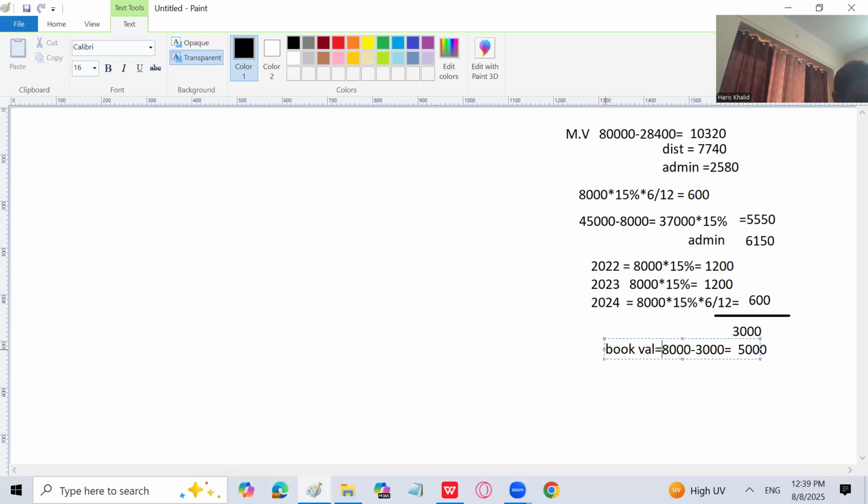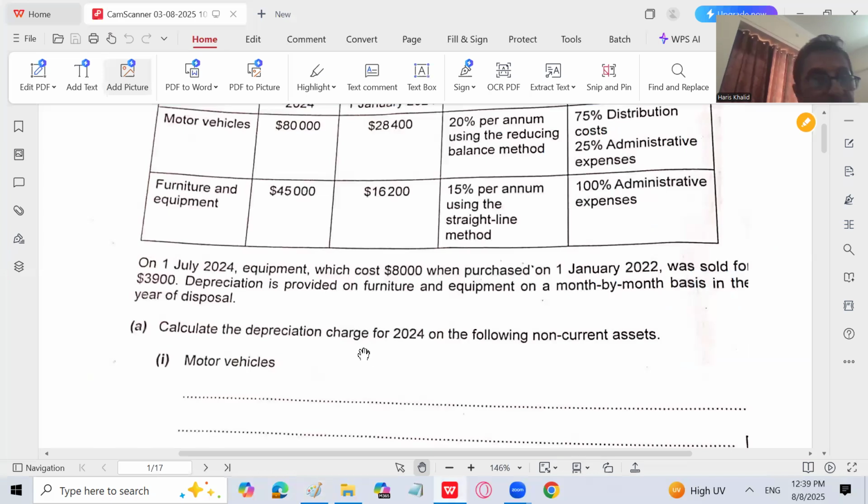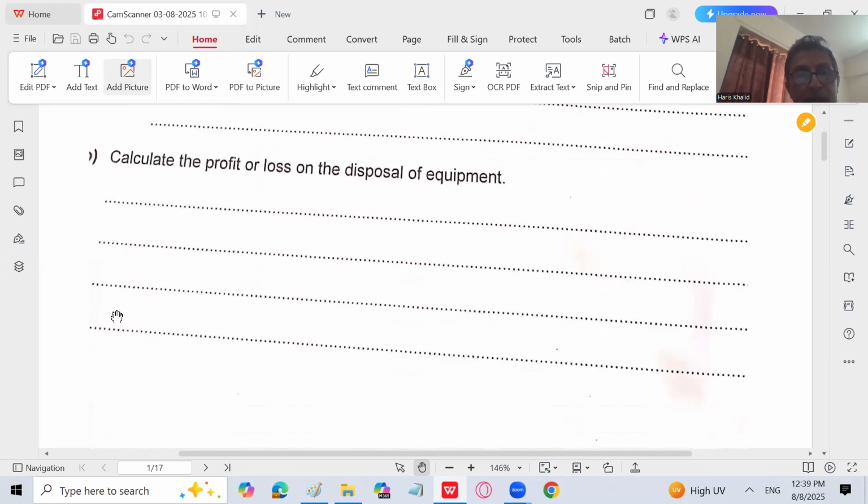So 5,000 minus 3,900, because it has been sold for 3,900. So we are going to have a loss of 1,100. So 1,100 will be the loss on sale of asset, loss on sale of furniture and equipment. So we are done with that, and we have calculated the loss also. It could be profit also, but there is a loss on disposal.